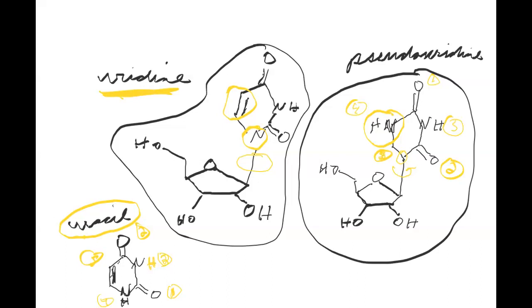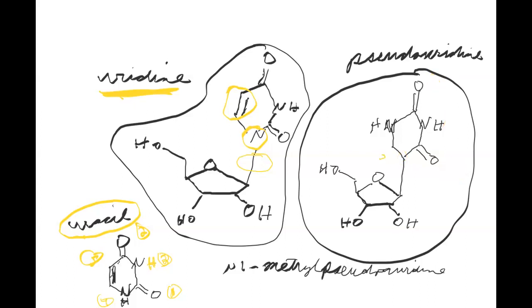Now, the difference between the Karikó and Weissman pseudouridine is what is called N1-methylpseudouridine. Okay. Now, what the difference is, is this section here. Clean this up a little bit. Is this area right here.